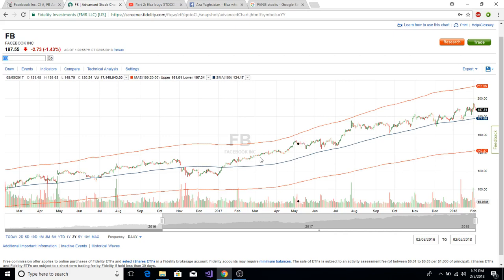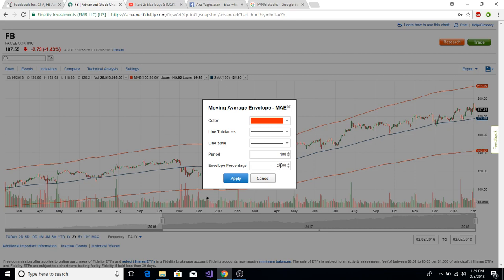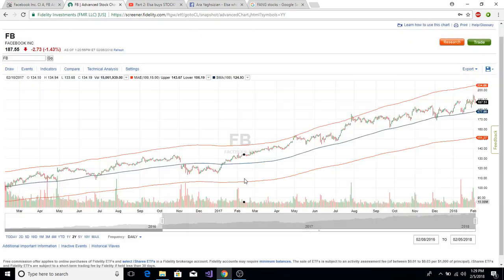So as you can see, Facebook stays kind of within a range. It is between its moving average and 15% higher. Or I'm sorry, in this chart I put 20% higher. So let's actually change that to 15%, just to make it a little bit more consistent, more applicable to Facebook. Okay, so now as you can see, Facebook is staying between its moving average and the upper envelope of its moving average, which is 15% higher than the moving average.